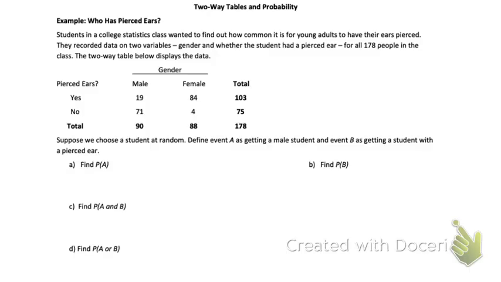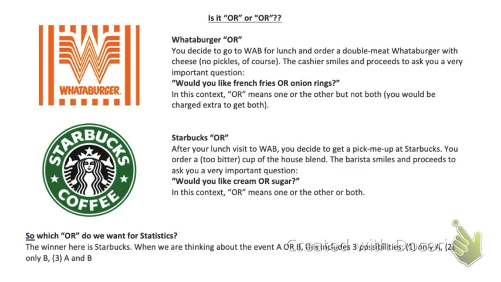All right, you guys, is it or is it or? Exactly. All right. Have you guys ever been to Whataburger? Sure you have. Let's say you go to Whataburger for lunch and you get a double meat Whataburger with cheese, no pickles, of course. And the cashier smiles and says, would you like French fries or onion rings? What are they asking you to do? Make a choice of one or the other. Okay? They want you to make a choice. Now, can you get both in that situation? You could, but you'd have to pay extra. You'd have to pay like for a side of the other one, right?